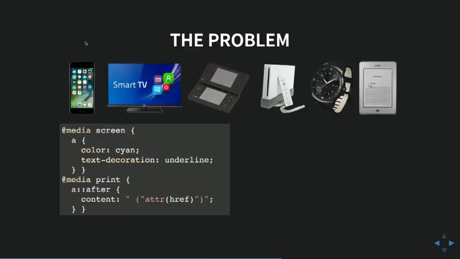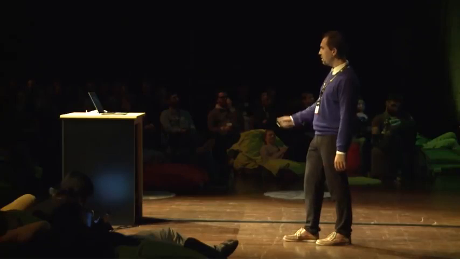Okay, let's look at actual code. The first thing I showed: if you're on screen, you're blue and underlined. If you're printed, you have that other thing. And all of these devices are broken because your phone is a handheld, not a screen or a print, and it fails. Your phone is broken, you're sad, everything's terrible. So we didn't do that. Apple didn't want to make you sad, they wanted to sell phones. So they say, well, you know what? The phone is a screen, the TV is a screen, the DSi is a screen, the Wii is a screen, the watch is a screen, everything is a screen except paper. And now it works.